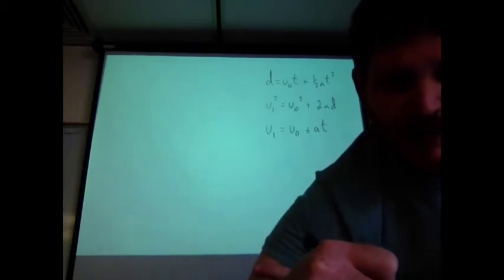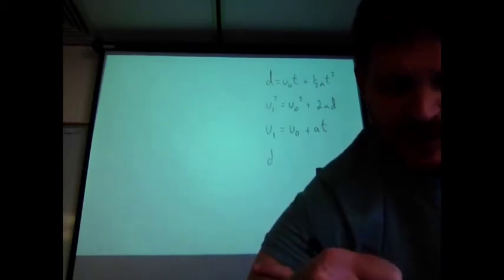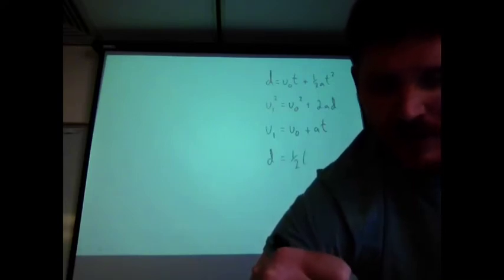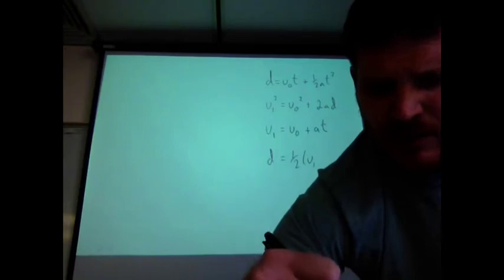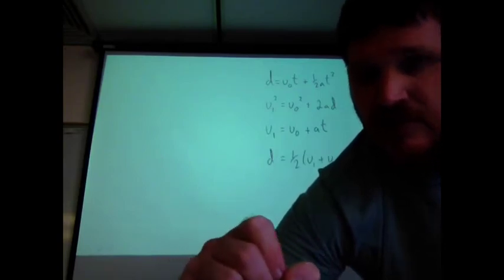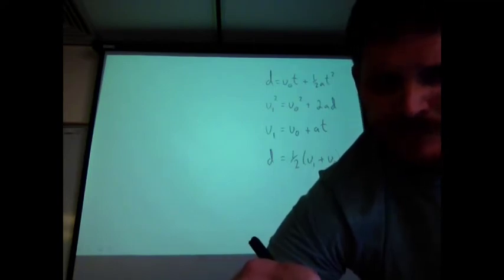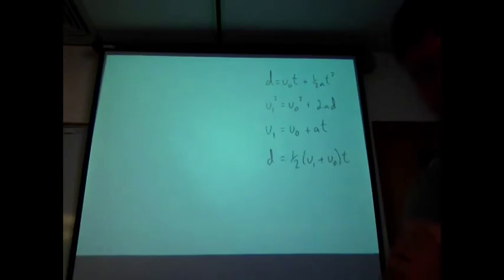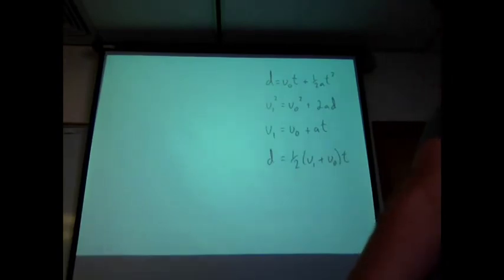And the final one I'm going to give you here is displacement equals 1/2 of V sub 1 plus V naught, multiplied by your time. Those are the equations you're going to see quite a bit for kinematics, and you'll be using those throughout the year. So make sure you know those.